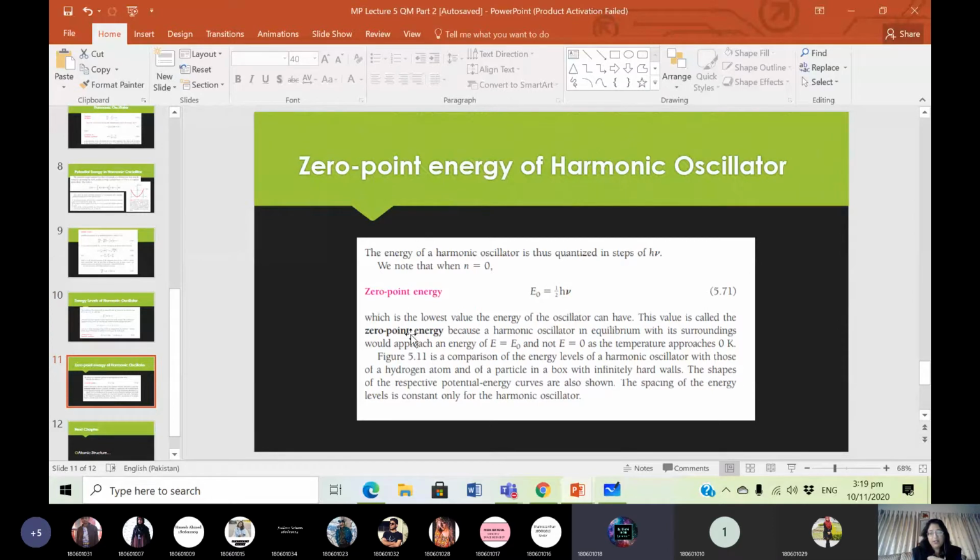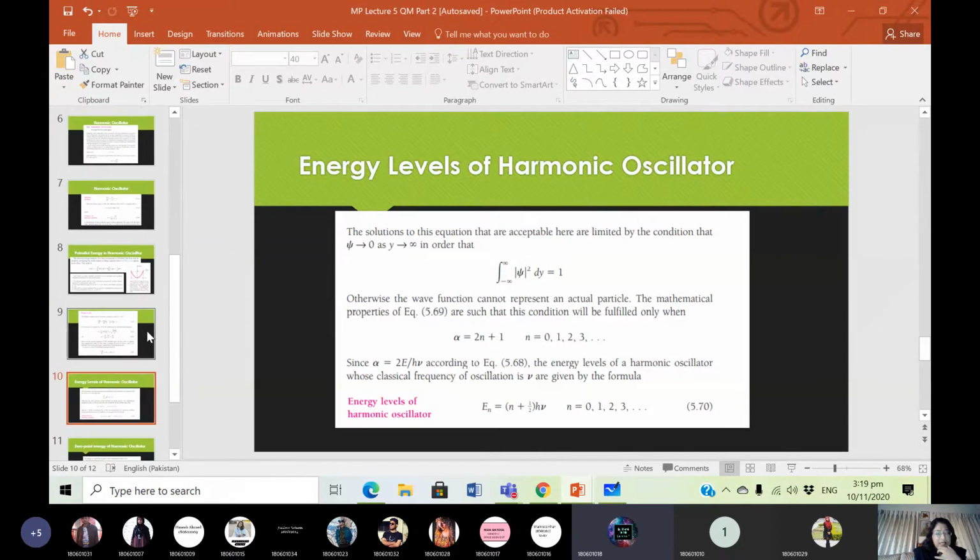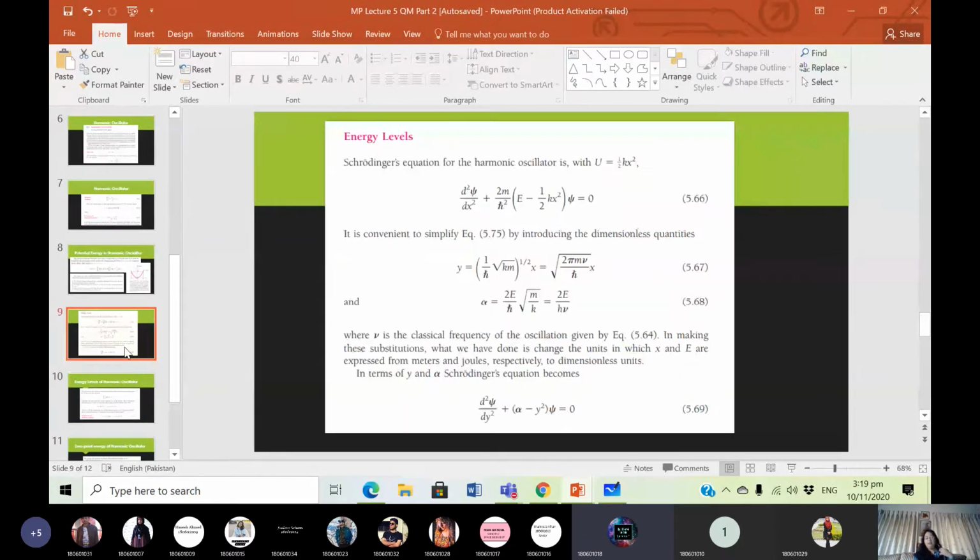And this is known as the zero point energy because a harmonic oscillator will never have E equal to 0, okay? Because it will always have some kinetic energy or some potential energy at some point. So what I wanted to say here is that the derivation of this equation, n plus half h bar omega, will come more in your quantum mechanics course, okay? So up till slide number 9 is included in our course here.